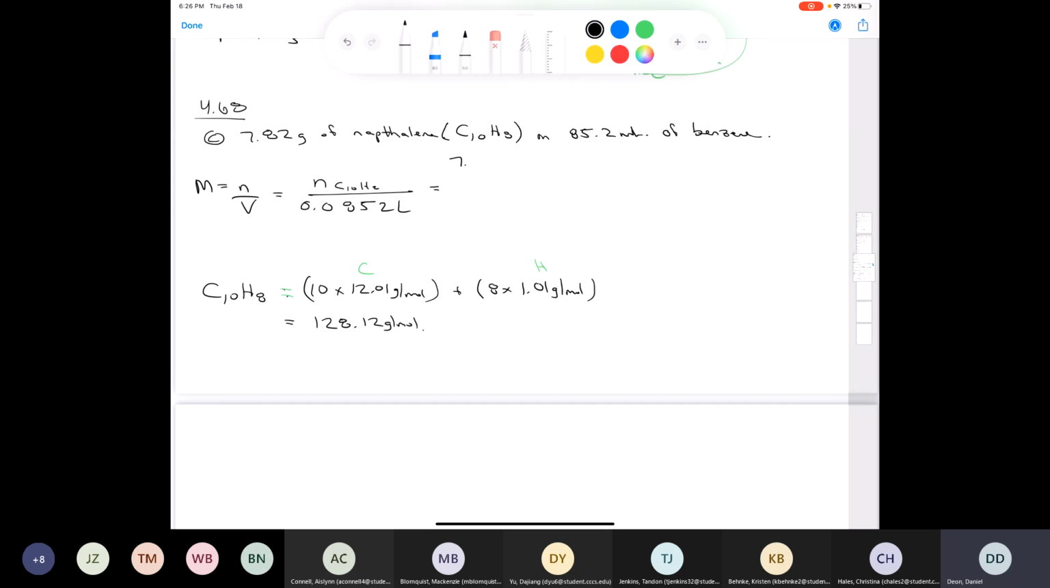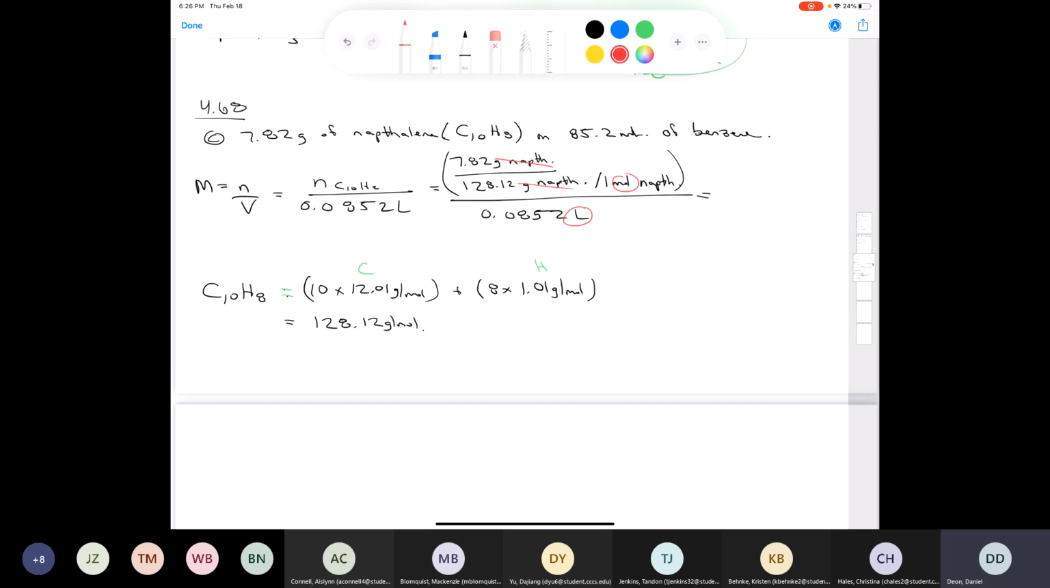Okay, so in order to figure out the number of moles of my naphthalene, I'm going to take my mass, 7.82 grams of naphthalene, and divide it by 128.12 grams of naphthalene in 1 mole of naphthalene. I'm going to divide all of that by the volume, 0.0852 liters. You can see that grams of naphthalene cancel. I end up with the number of moles per liter.